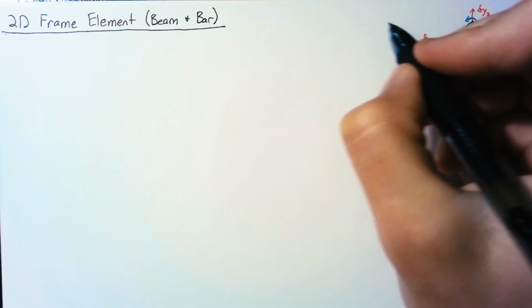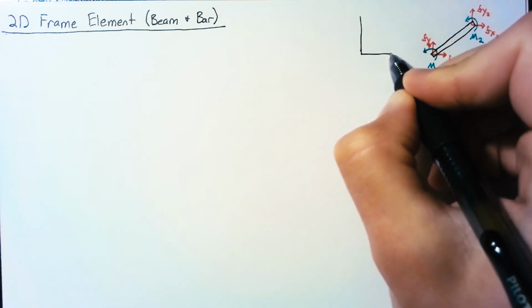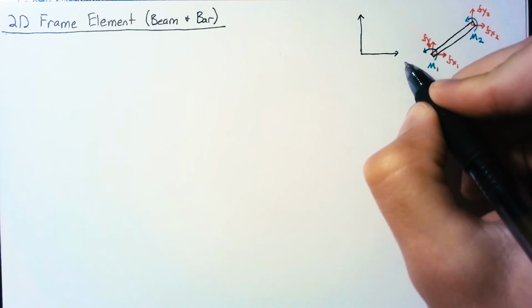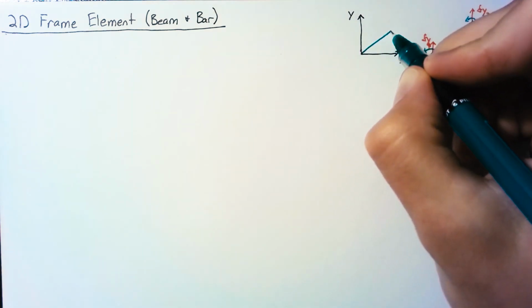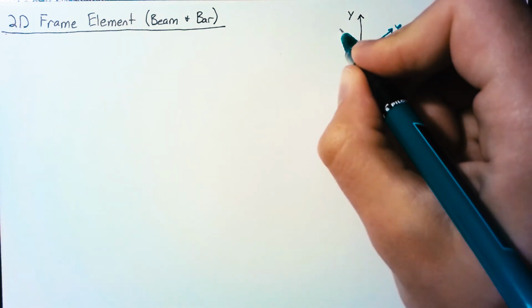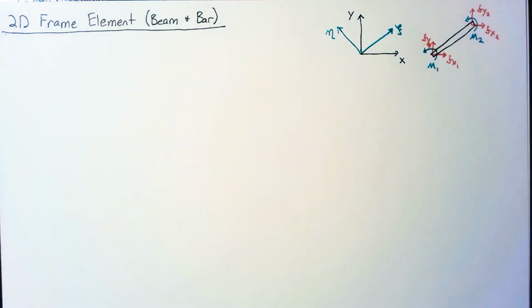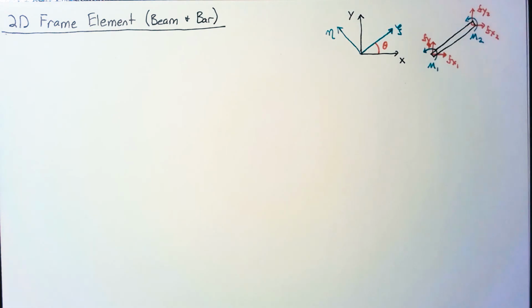In order to talk about this, we need to define multiple reference frames. And so we're going to have our global reference frame, which is X and Y, alongside our local reference frame, which is aligned with this element, and we're going to call that Xi and eta. And of course, these reference frames are separated by an angle theta.